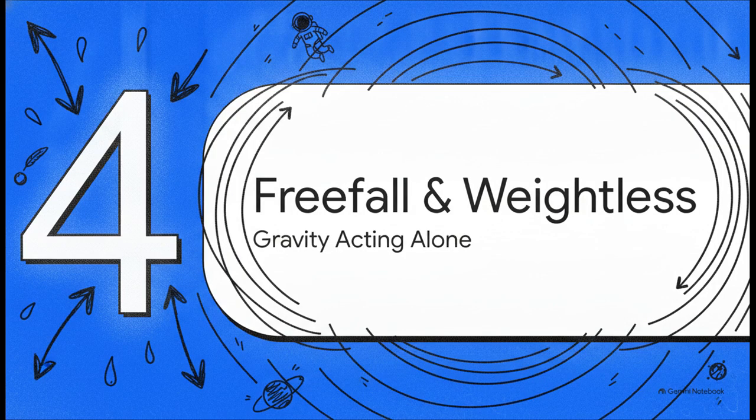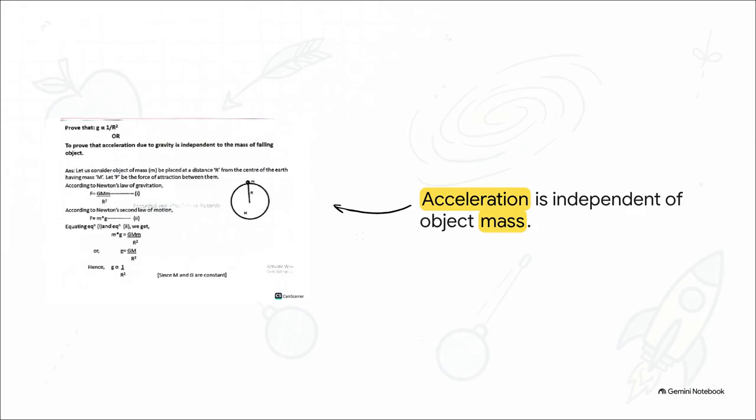On to Section 4, Freefall and Weightlessness, or what happens when gravity acts alone. So what happens if gravity is the absolute only force acting on something? Well, the math does something totally counterintuitive here. When we equate Newton's law of gravitation with his second law of motion, the mass of the falling object cancels out entirely. Acceleration due to gravity doesn't care about mass at all.